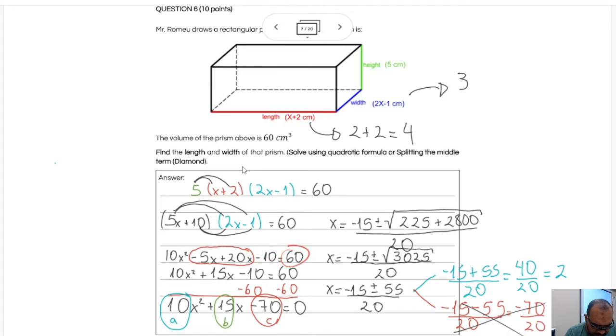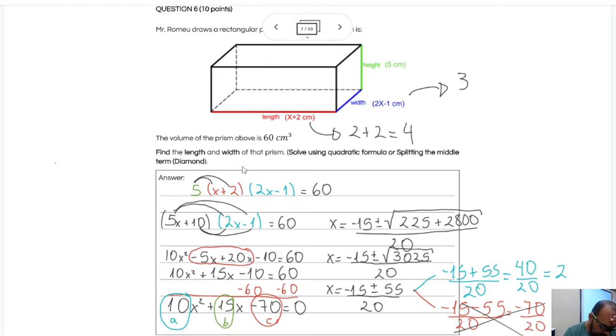Next step here, guys, combine like terms. 10x squared, can I combine? No. Negative 5x plus 20x, 15x. Negative 10 equals 60. Now move 60, because to solve the equation it must be equal to 0. Negative 60 both sides. 10x squared plus 15x minus 70 equals 0.